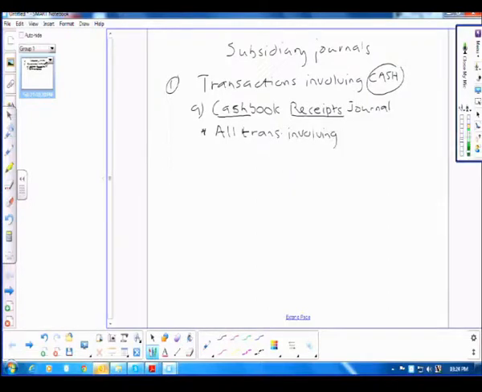All your transactions involving receipt of cash are recorded in this cash book receipts journal. You can see that the same thing is important: you must be receiving, and what we are receiving must be cash. Whenever we receive cash, it must come to the cash book receipts journal. And then another book that we use in the category of transactions involving cash is the cash book payments journal.